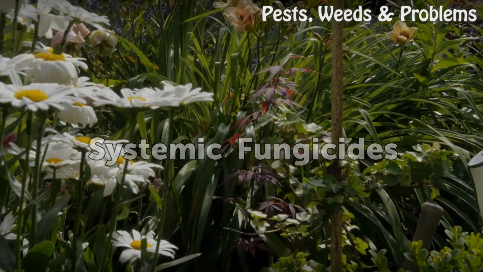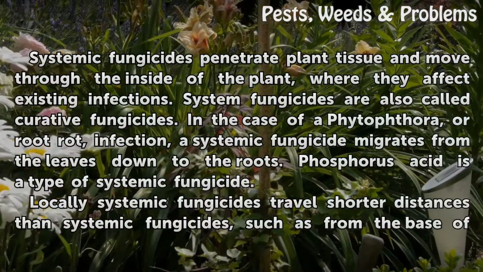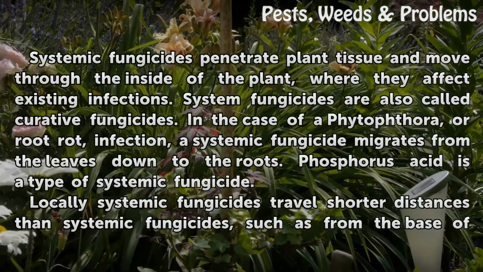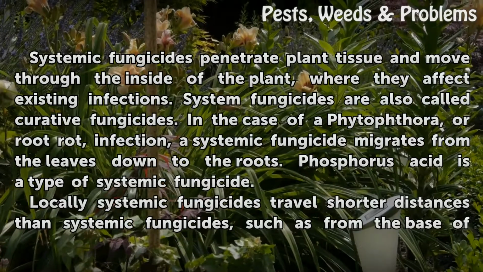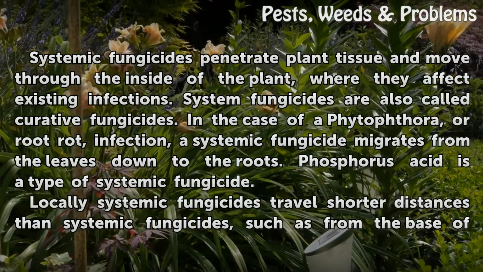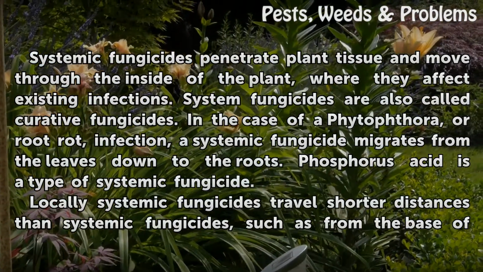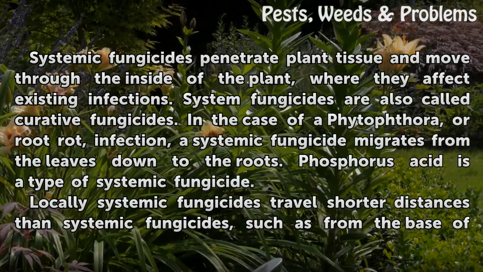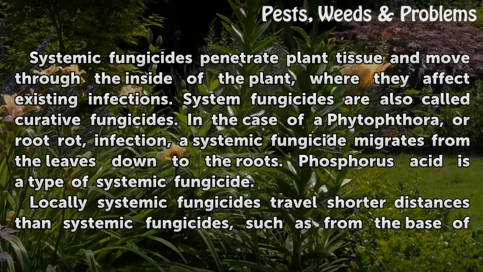Systemic fungicides. Systemic fungicides penetrate plant tissue and move through the inside of the plant, where they affect existing infections. Systemic fungicides are also called curative fungicides. In the case of a Phytophthora, or root rot, infection, a systemic fungicide migrates from the leaves down to the roots. Phosphorus acid is a type of systemic fungicide.